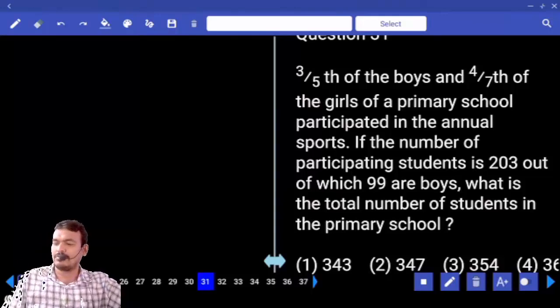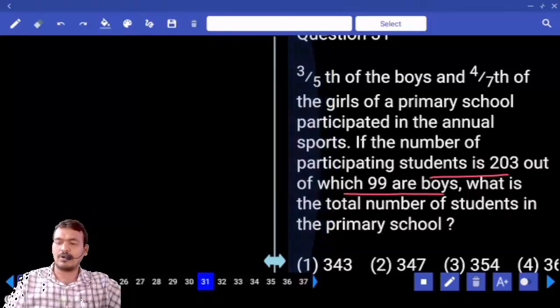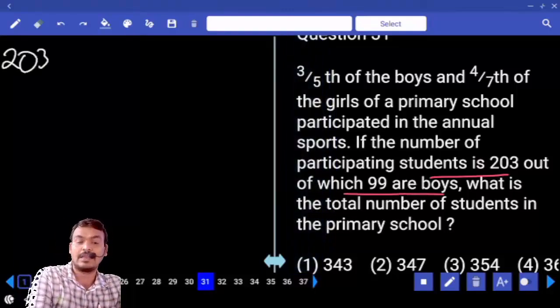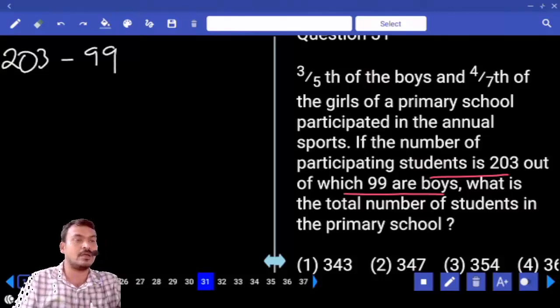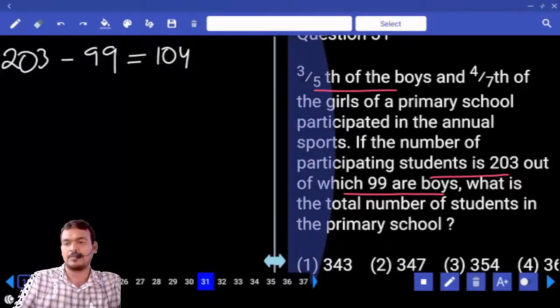First of all, how many students are participating? 203. In that, how many students are boys? 99. Out of 203, 99 are boys. What are the remaining members? 104. 104 are girls or boys? Girls. But in boys, how much fraction participated?